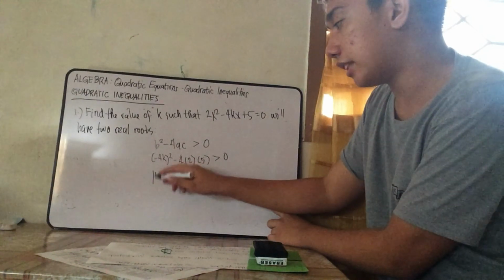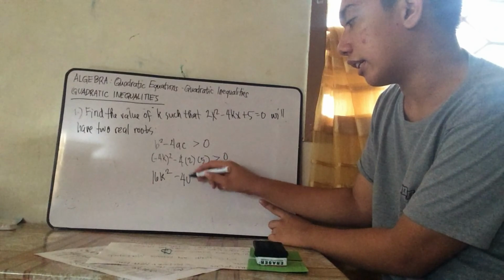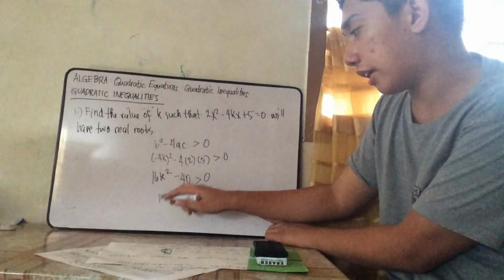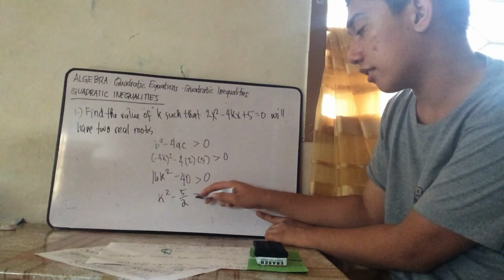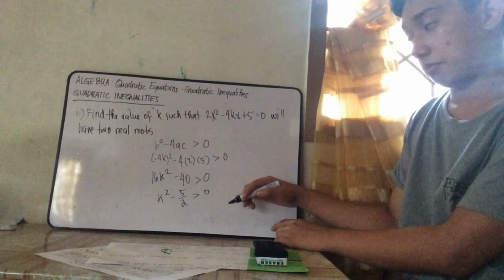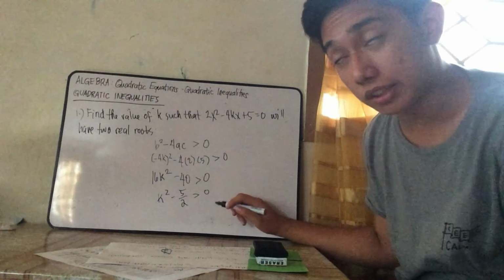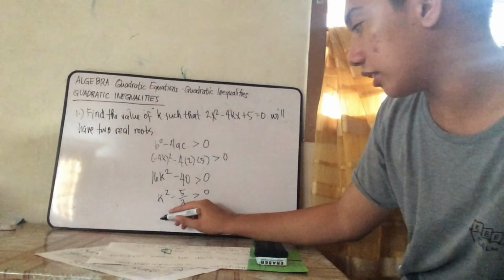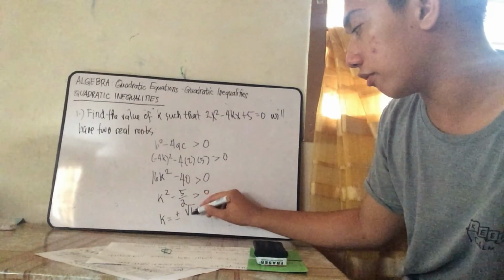So, this will become 16k squared minus 40 is greater than 0. To simplify, this will become k squared minus 5 over 2 is greater than 0. And mapapansin ninyo, pwede natin siyang equate na to 0, then extract the square root. So, the boundaries of this equation will be k is equal to plus minus square root of 10 over 2.